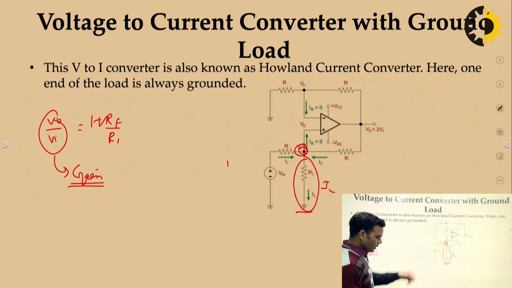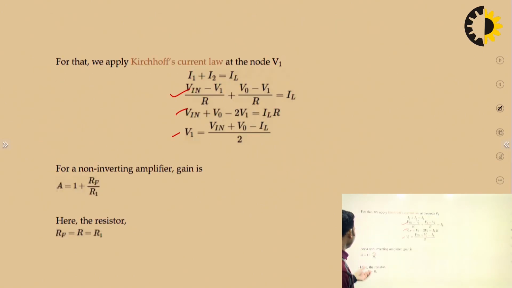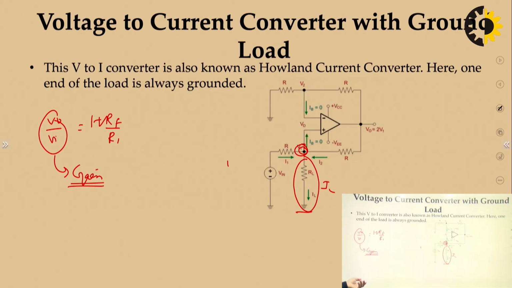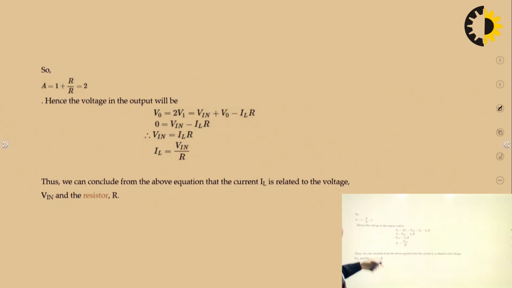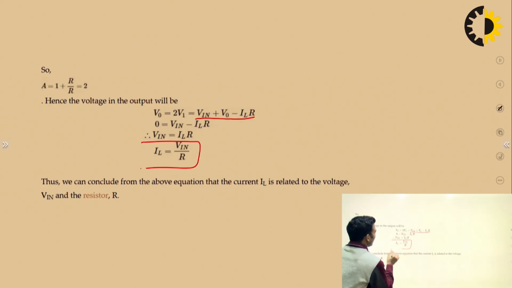So, if you analyze this circuit again, you can say this. Here RF and R are both the same. If they are the same, that means this gain will be equal to 1 plus 1, that means it will be equal to 2. So, if we put V0 equal to 2V1, which we have already found out, V in plus V0 minus ILR multiplied by 2 divided by 2, it will be cancelled out. So, you can simply see that IL is equal to V in by R.